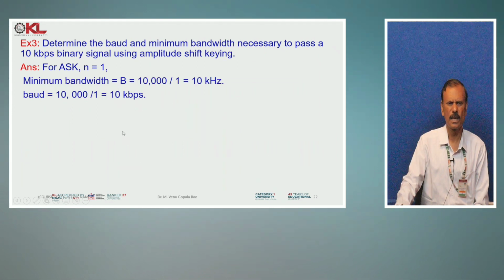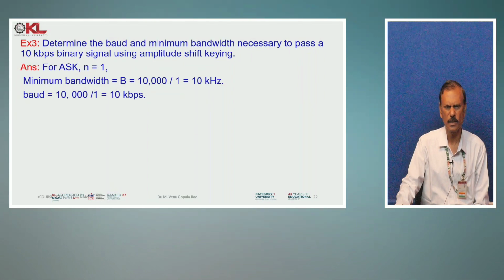Now another third question: determine the baud rate and minimum bandwidth necessary to pass a 10 kilobits per second binary signal using amplitude shift keying. Again here it is not given whether it is M-ary or binary, so you have to assume a binary signal only, so for ASK N is equal to 1. The minimum bandwidth is simply 10 kilohertz, and the baud rate is also the same, 10 kilobaud.